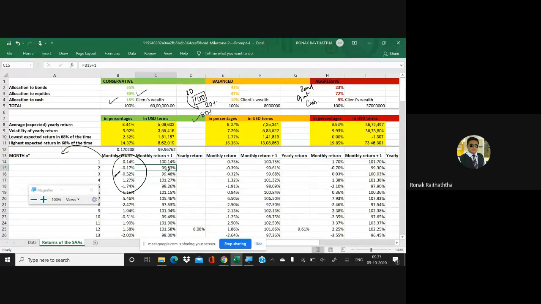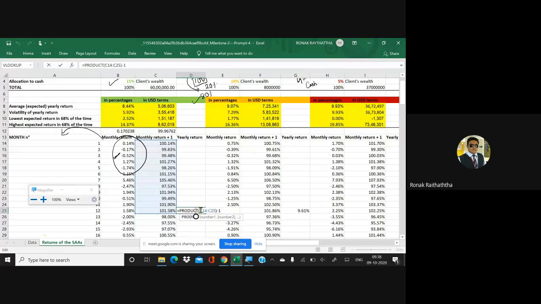So what did we do? We added 1 to every such return, and then we used the product, which is nothing but the multiplication of all the returns including 1, and we reduced 1 from that. So we found 8.8 percent as the return for year number 1 for portfolio number 1, and accordingly for all the portfolios we had found the yearly return.